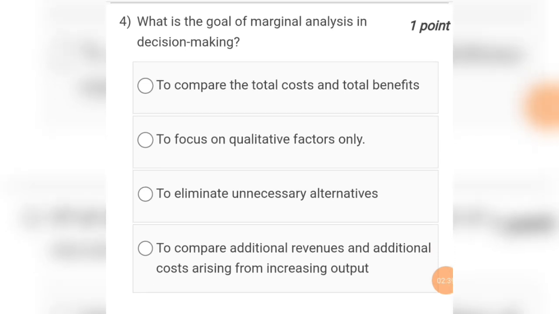Question number 4: what is the goal of marginal analysis in decision making? Option A is to compare the total costs and total benefits. Option B is to focus on qualitative factors only. Option C is to eliminate unnecessary alternatives. And option D is to compare additional revenues and additional costs arising from increasing output. So the correct answer will be option D, okay, to compare additional revenues and additional costs arising from increasing output.